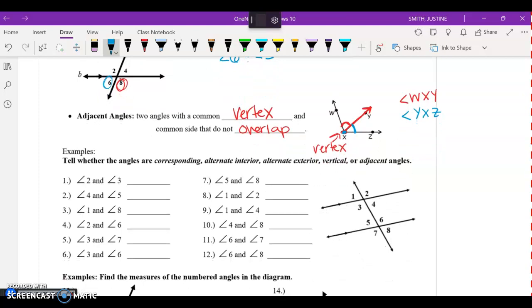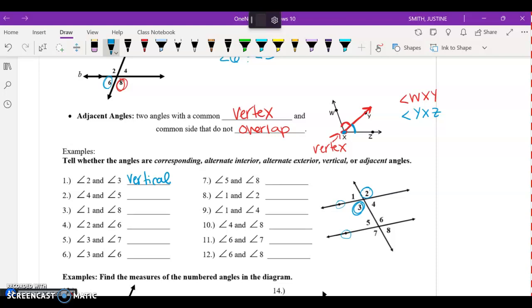Okay, so we're going to look at this diagram. Again, they're giving us two parallel lines. We know they're parallel because they have the marking. So we're going to label if they're corresponding, alternate interior, alternate exterior, vertical, or adjacent. If you look at the first two, 2 and 3, they're just across from each other, so we know that they're vertical angles.